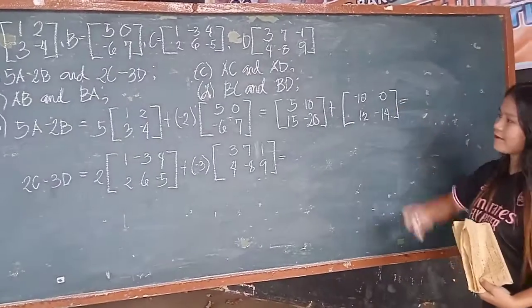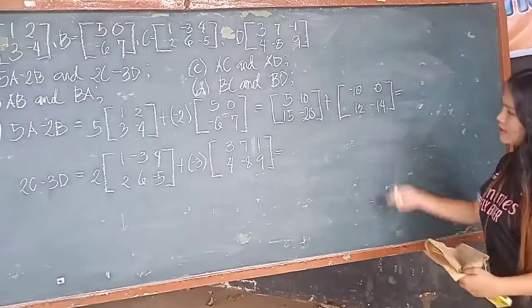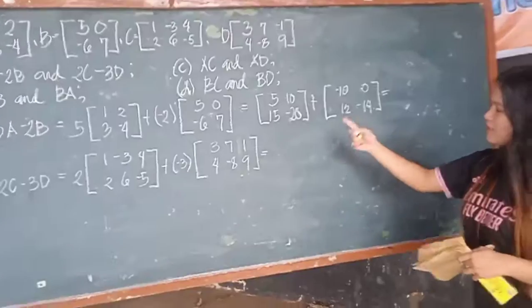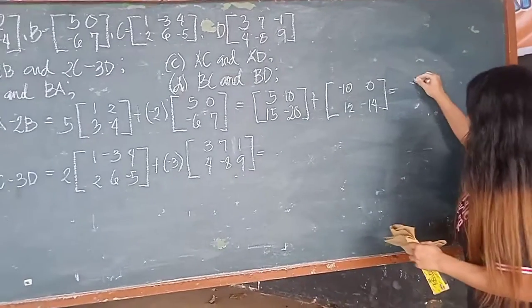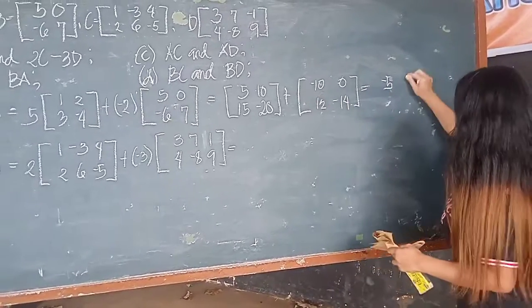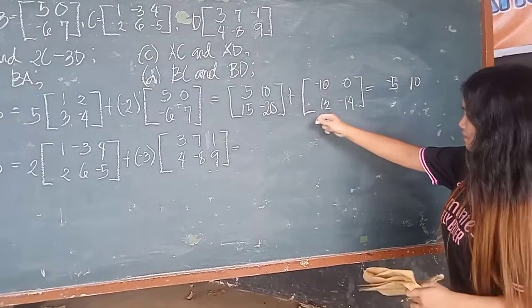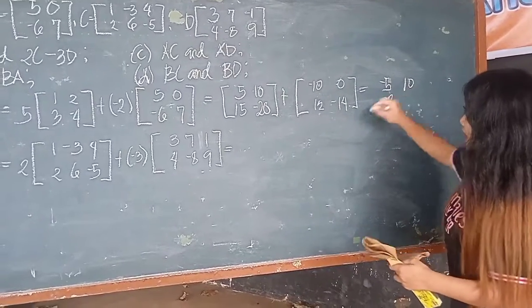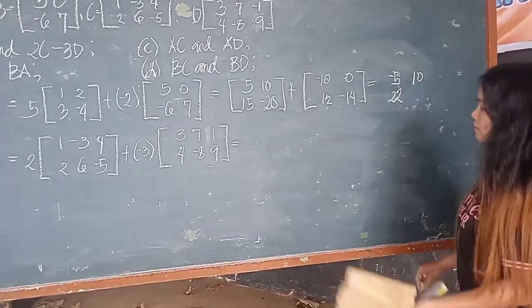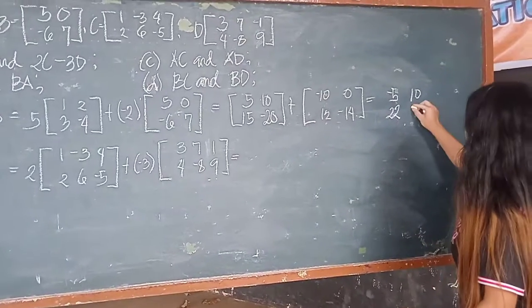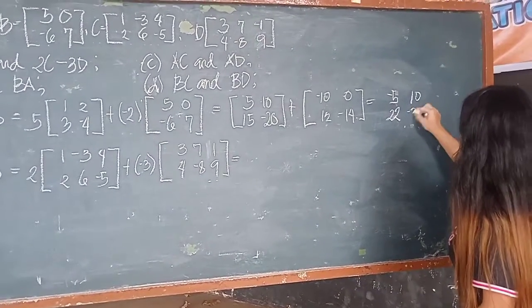5 plus negative 10 is, they don't have the same sign, so therefore we subtract, it becomes negative 5. And 10 plus 0 is equal to 10. 15 plus 12 is equal to 27. And negative 20 plus negative 14. So we add since they have the same sign. So it becomes negative 34.